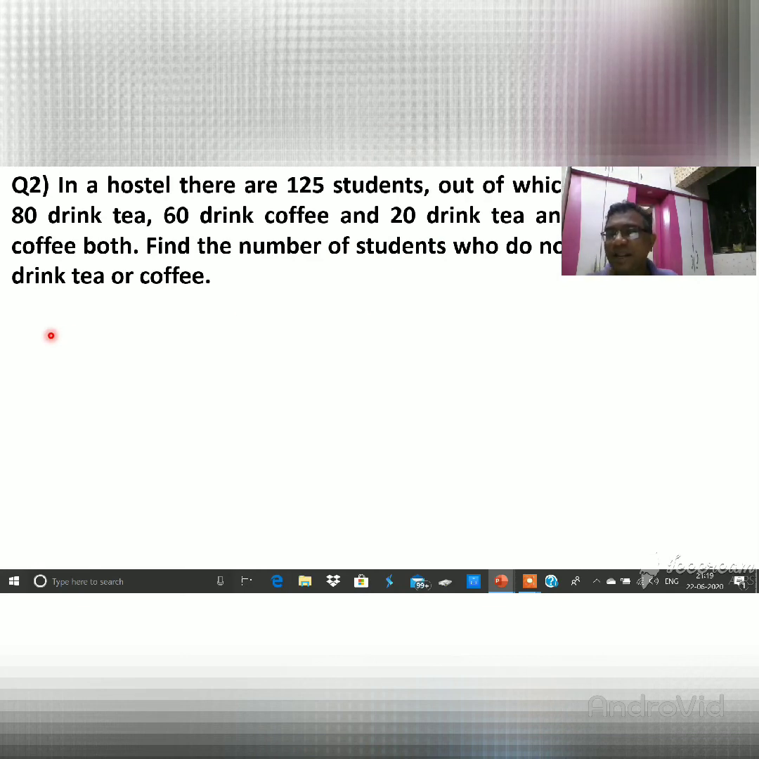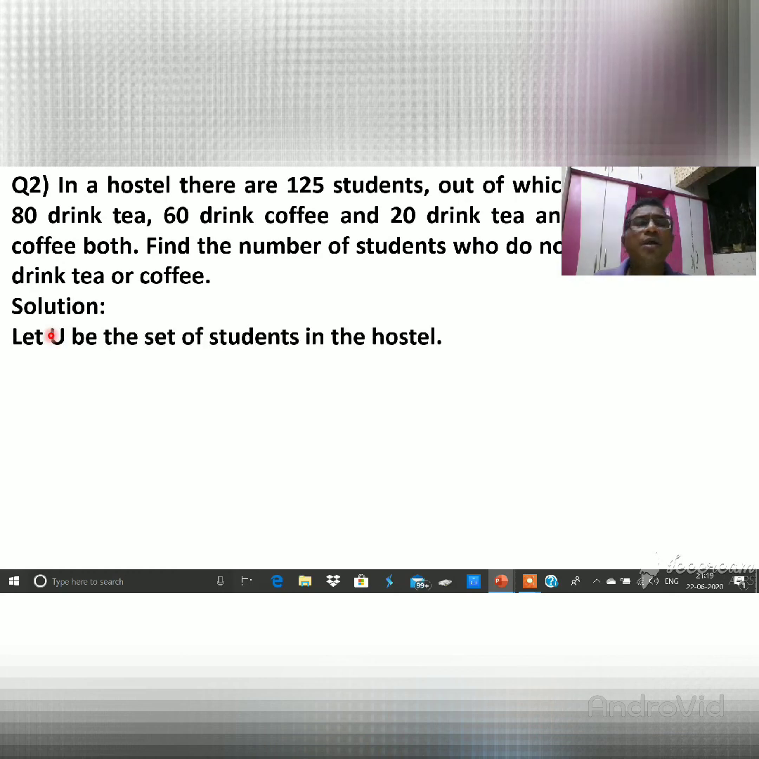Anything means tea and coffee. We are not thinking about any other drinks, only tea and coffee. So we want to find out the students who drink neither tea nor coffee. First, in the solution, we assume that U is the set of students in the hostel. All of you know the universal set very well. So the universal set is the students in the hostel, that is 125.